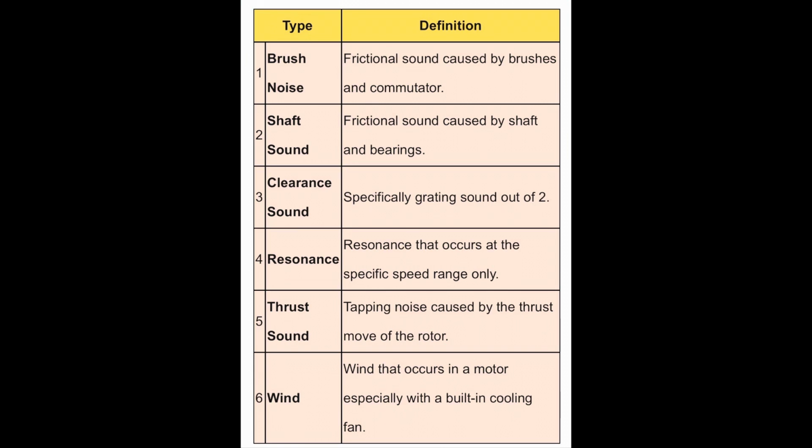Okay, now let's learn about the types of mechanical noise. According to my internet browsing, I found six types of mechanical noise. There are brush noise, shaft noise, clearance noise, resonance, thrust sound and wind. The first one is brush noise, a frictional sound caused by the brush and commutator. The second one is shaft sound. Shaft sound is a frictional sound caused by the shaft and bearing.